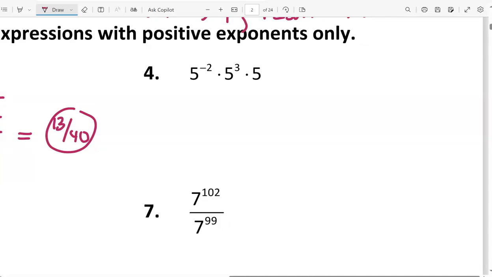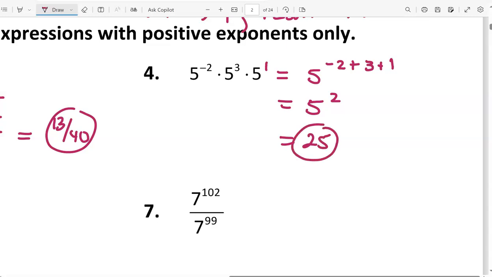For number 4, we can use the addition of exponents. Whenever we multiply like bases together, we add the exponents. Don't forget there is an exponent understood of 1 on that factor of 5. So this gives us 5 to the negative 2 plus 3 plus 1, which is 5 to the 2 power, and that's going to give us a result of 25. Notice we don't have to evaluate all the individual expressions. We can just multiply together and add the exponents because we're multiplying like bases together.